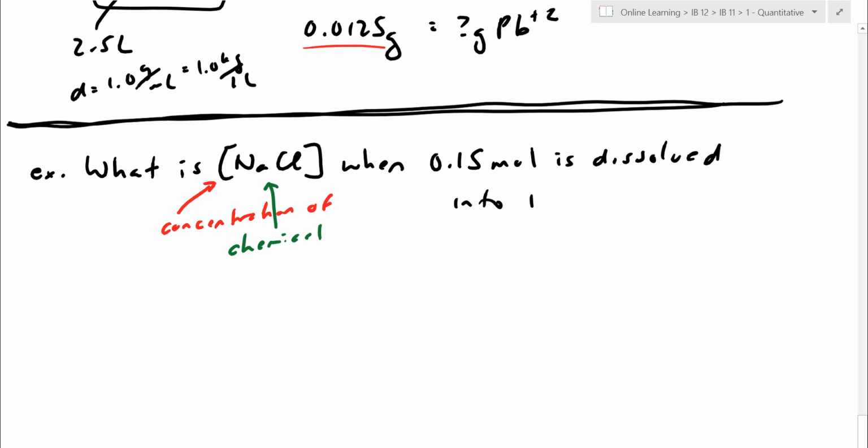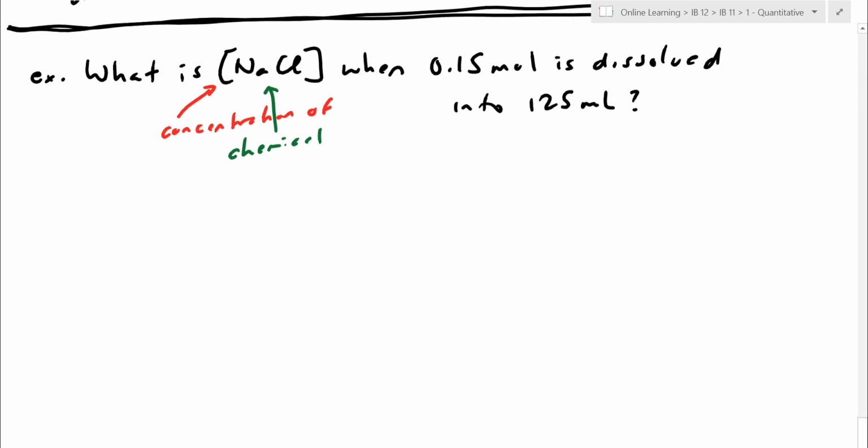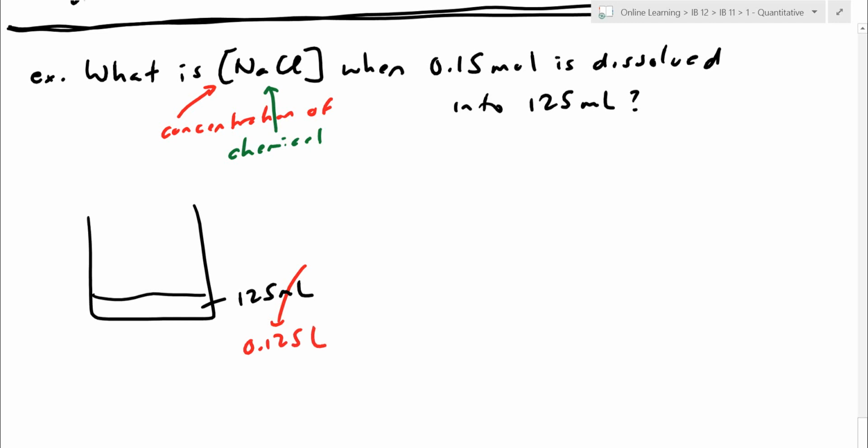into 125 milliliters. So let me just draw a quick picture of this. Sitting in front of you, again, is nowhere near a liter. I only have 125 milliliters. You're going to see a lot in this section here. Most of our conversions are going to be moles per liter. Very quickly, you're just going to do in your head here, well, I know 1,000 milliliters make up a liter, so I'm going to convert this to 0.125 liters. I only have a fraction of a liter right now.